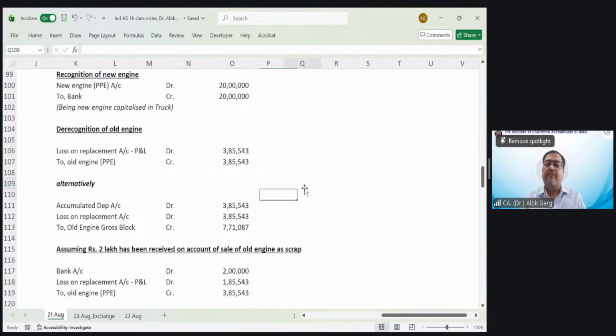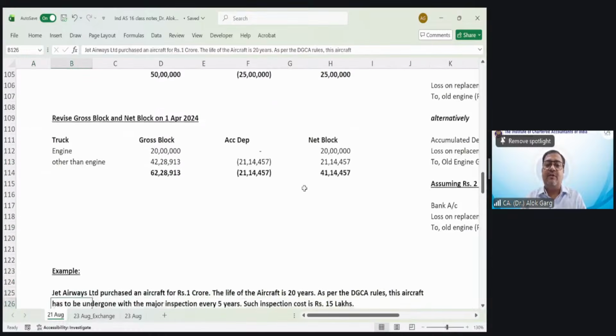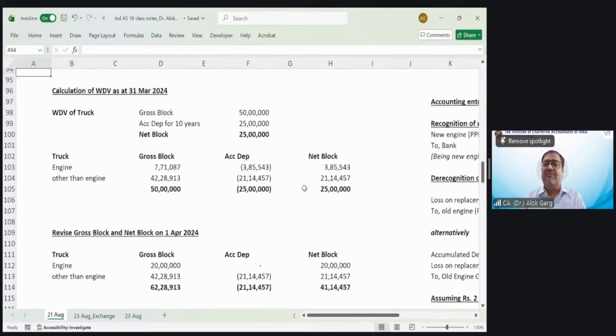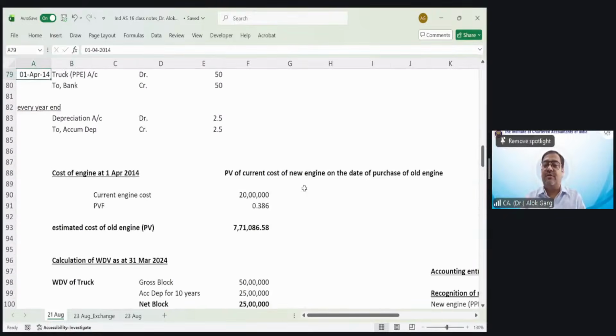Is this clear or not clear? Friends, this is a very important aspect. In this question, we have discussed and understood how to arrive at a cost. Clear, sir? What about unwinding of interest?